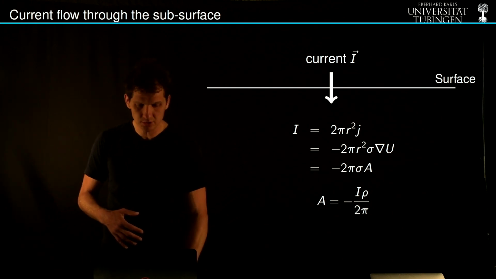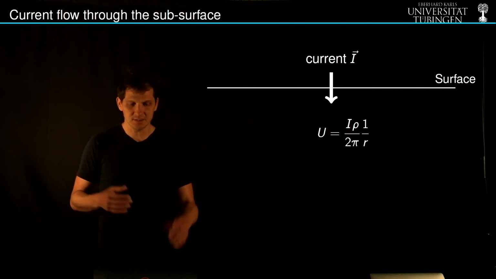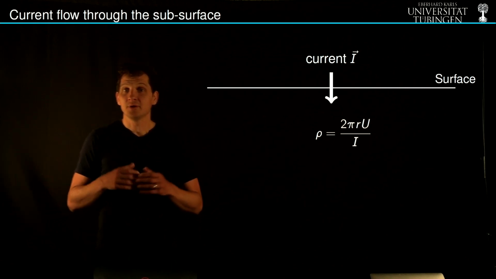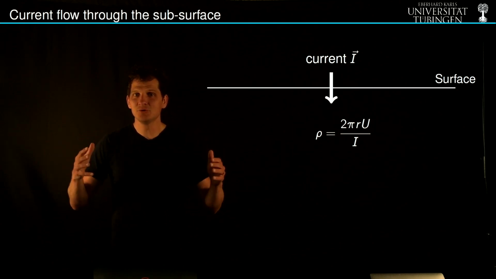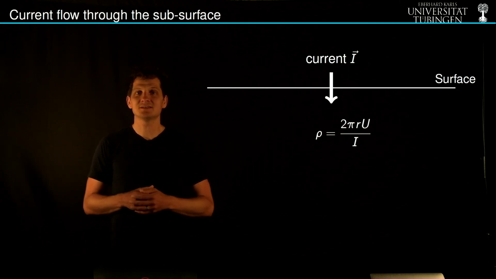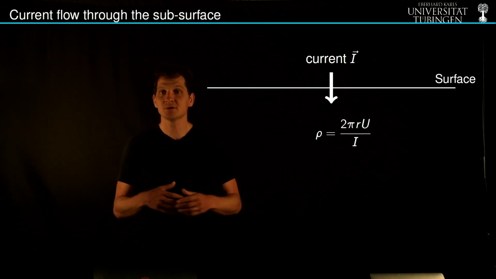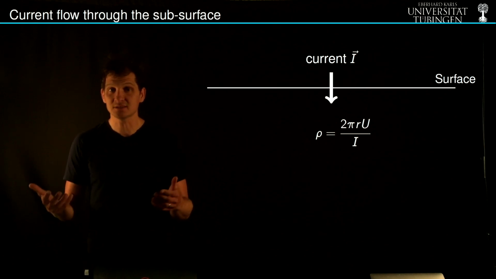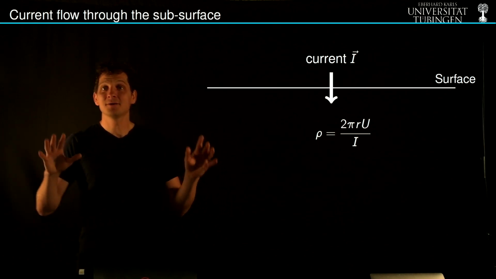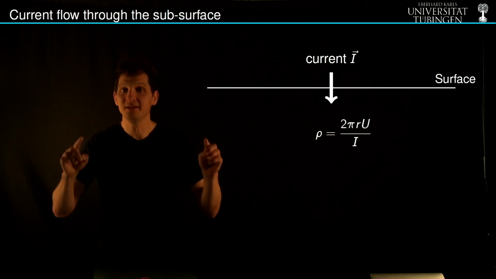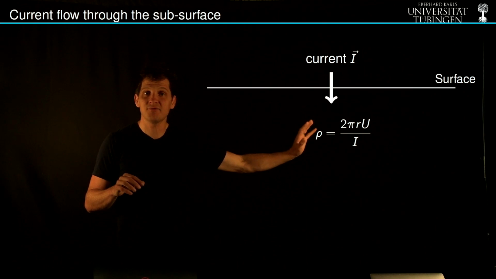We know the potential U, we know the current I, and we can rearrange this equation for the unknown resistivity. And after all this detour, we arrive at an expression which is essentially Ohm's law again, but now formulated in terms of the resistivity and not the resistance. All of this work was not in vain, because remember, this is only an intermediate step. It is only valid if the second electrode is very far away.